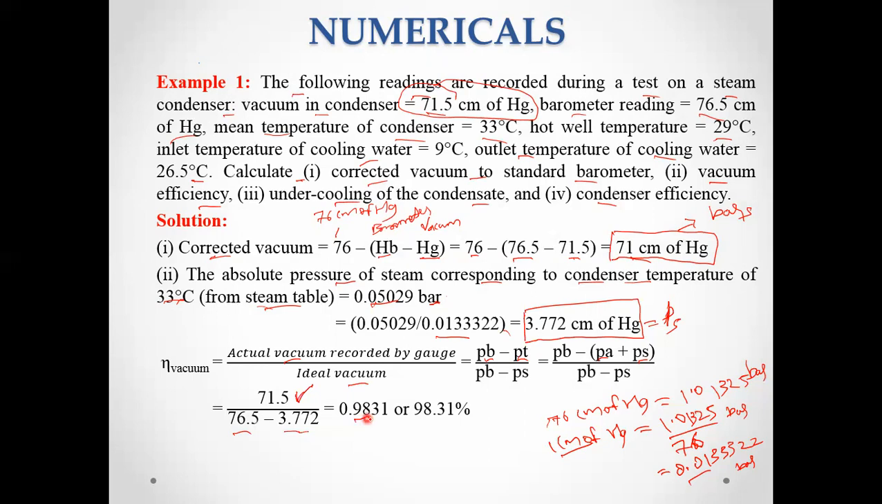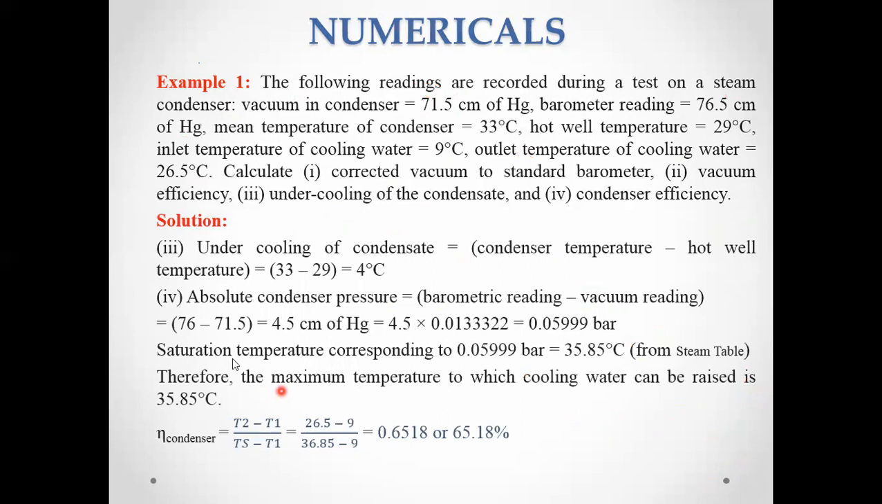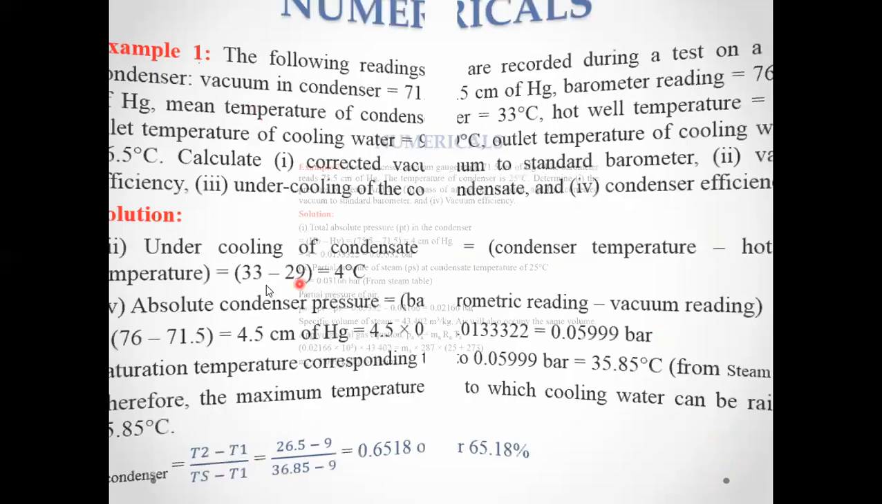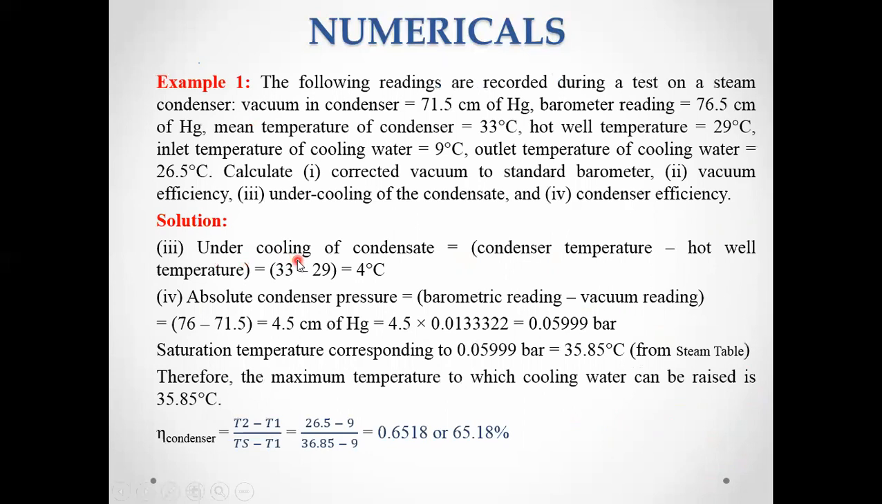Okay, so in this way, what will I get? I will get 0.9831, or in terms of percentage, 98.31%. So this was the vacuum efficiency. In the same way we have to find the condenser efficiency. Before that, we have to find the undercooling of condensate.